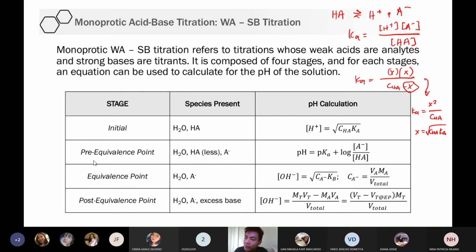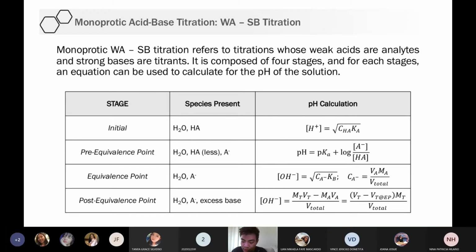And then, pre-equivalence point, that means you are adding the strong base titrant. What happens now when you add the strong base titrant? Ano nangyayari? So your acid becomes neutralized, no? Neutralize siya. Okay, so let us write the equation. So you have the HA. Let's say sabihin natin sodium hydroxide. Ano mangyayari? Magiging yan, water and NaA, no? Okay. So, syempre, hindi yung complete pa kasi pre-equivalence point pa tayo.